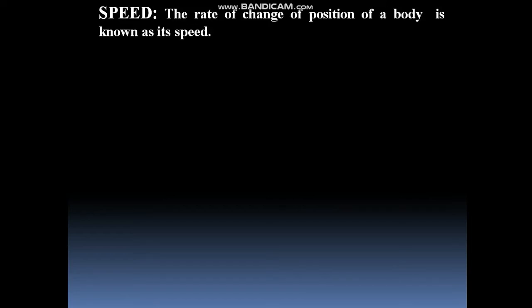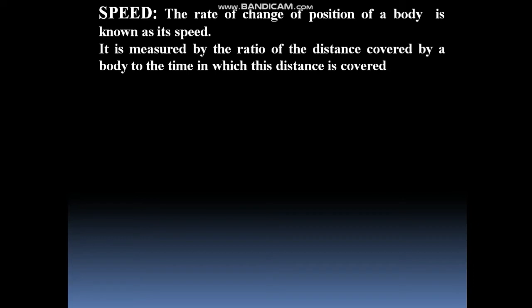Now children, speed is the rate of change of position of a body. It is measured by, rather it is calculated by, the ratio of the distance covered by a body to the time in which this distance is covered. That is, speed is equal to distance upon time.